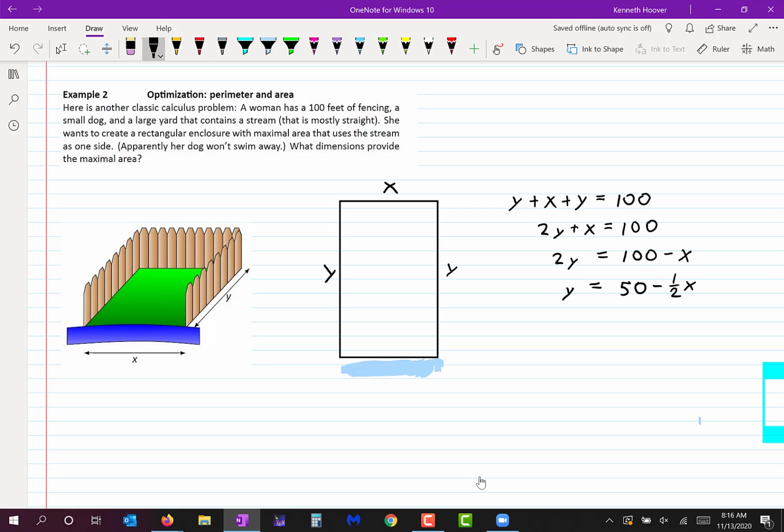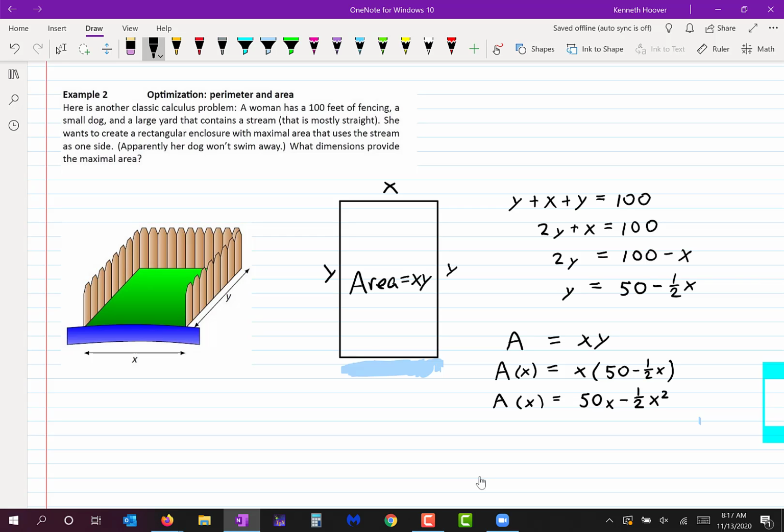Okay? So now when I calculate the area, it is x times y, because it's a rectangle. So we have area equals x times y, and y is 50 minus 1/2 x, so the area equals x times 50 minus 1/2 x. The only variable there is x, so I'm going to write A of x. And if you prefer, you can write that like this: 50x minus 1/2 x squared.